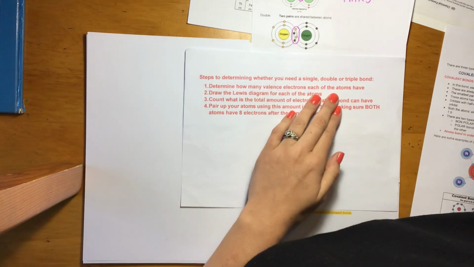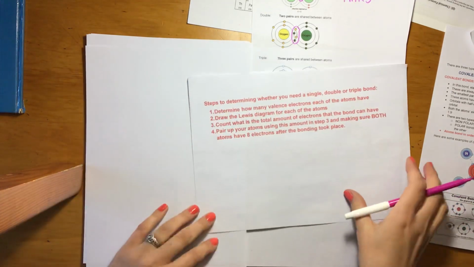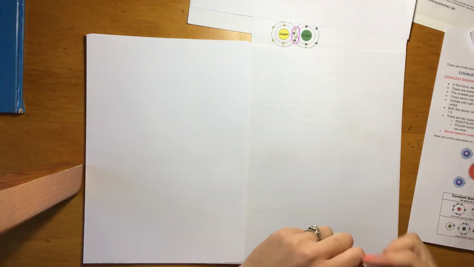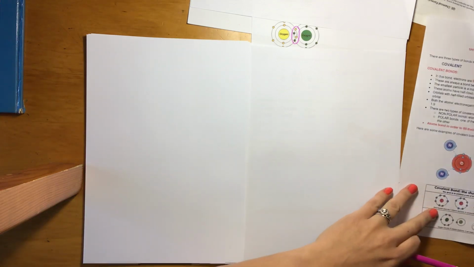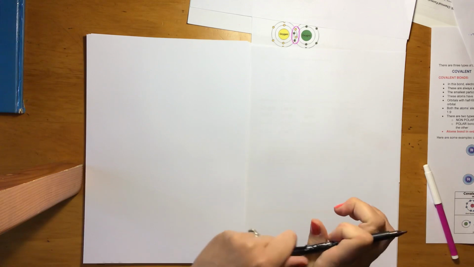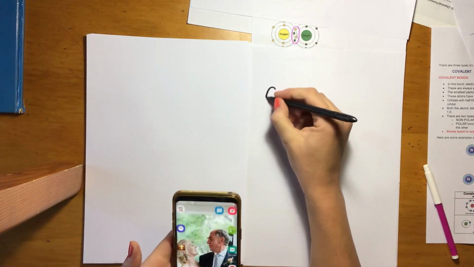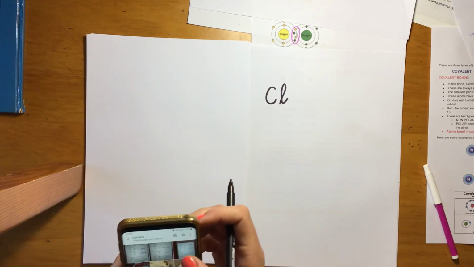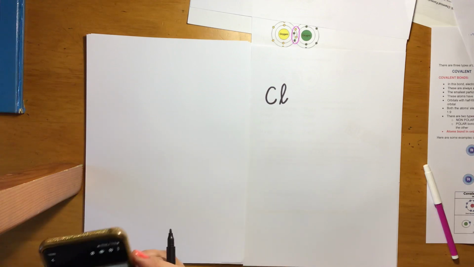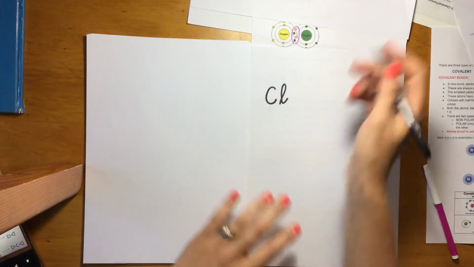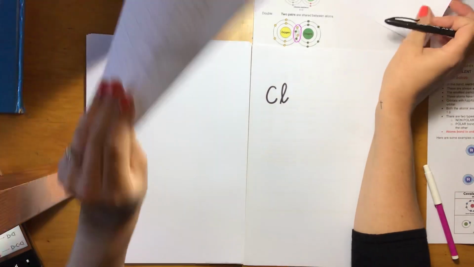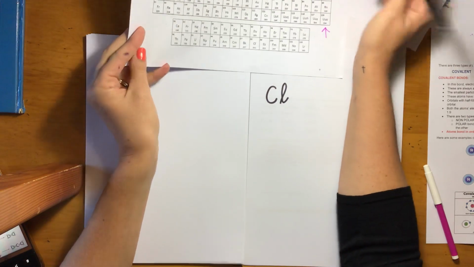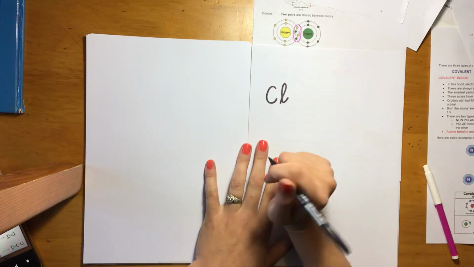Now let's say, for example, I ask you to indicate or draw the bond that took place between two chlorine atoms. Then you draw your two chlorine atoms. Then you look on the periodic table to determine how many valence electrons chlorine has. So let's go to our periodic table. You find chlorine there. Chlorine is in group 7, which means that chlorine has 7 valence electrons.